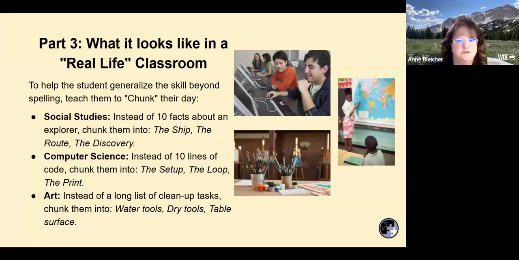And so it's super easy to apply that across all grade bands, all grade levels, for students that are struggling with working memory or even processing speed. Often when they have a long list of requirements, that leads to kind of task paralysis. And if we teach them how to chunk their day, we're building a scaffold to work around that bottleneck.